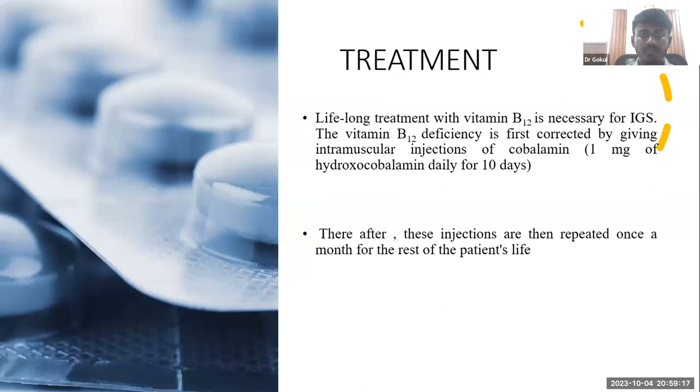So treatment-wise, lifelong treatment with vitamin B12 is necessary for IGS. Vitamin B12 deficiency is first corrected by giving intramuscular injection of cobalamin. The recommended dosage is 1 mg of hydroxycobalamin daily for 10 days. After that, these injections are repeated once a month for the rest of life.